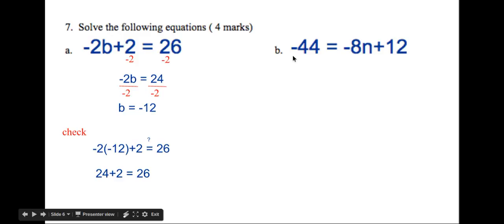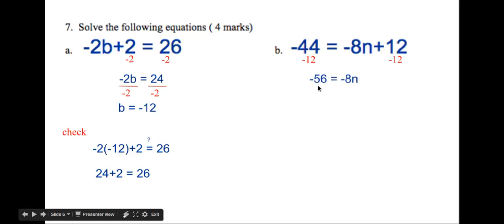All right, let's do the second question, b. So I want to get the negative 8n all alone, and the 12 is stopping that from happening. So I'm going to do the opposite of adding 12. I'm going to subtract 12 from both sides, like that. So negative 44 minus 12, they're the same sign, so I'm going to add and keep the sign, okay? And that's going to give us negative 56.